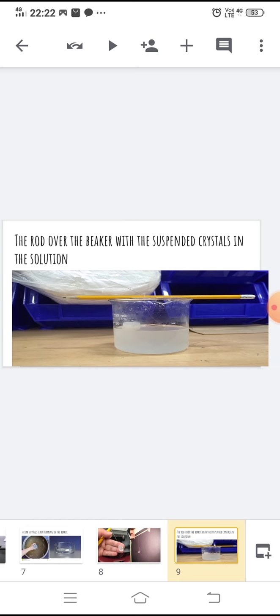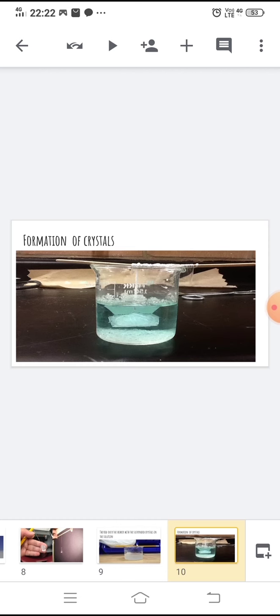What do you observe in the beaker? You will see a larger crystal is formed. The small alum crystal suspended in the solution acts as a base on which a larger crystal is formed. You can also make crystals of other substances such as urea and copper sulfate using the same method. Now, I hope you all can make your own alum crystals.